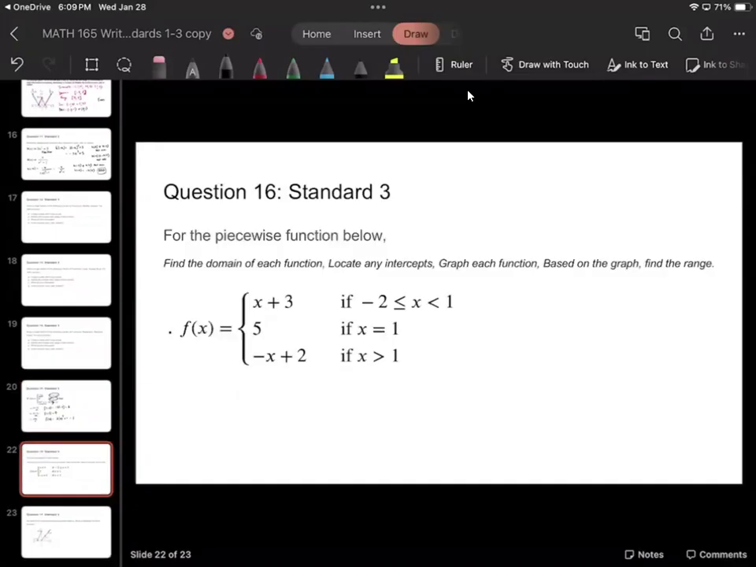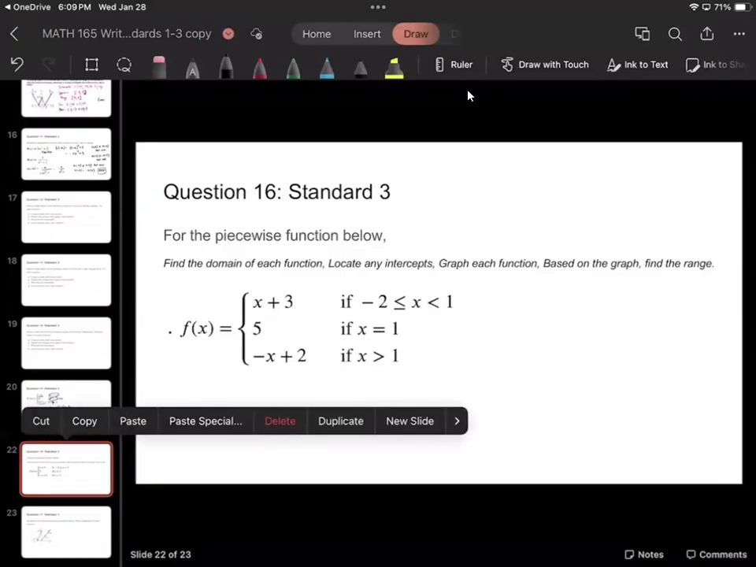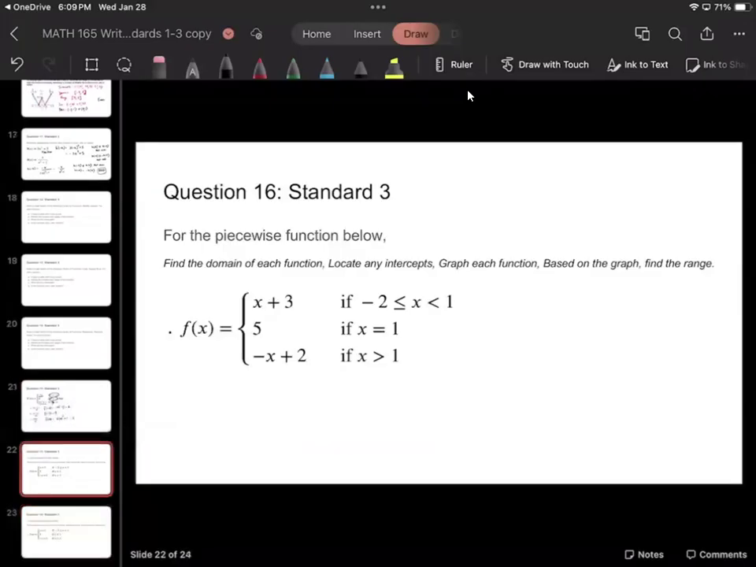Okay, so here find the domain of each function, locate any intercepts, graph the function. Based on the graph, find the range. So this is multiple parts. Let's do the domain first. Think of a number line, okay? Look at the first interval. Where does the first interval start? It starts at negative 2. Is negative 2 included?